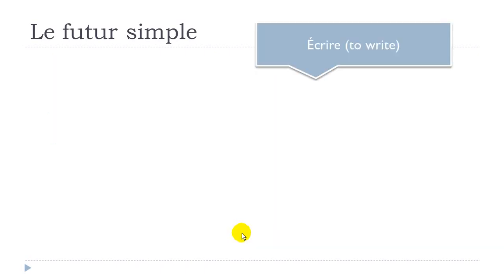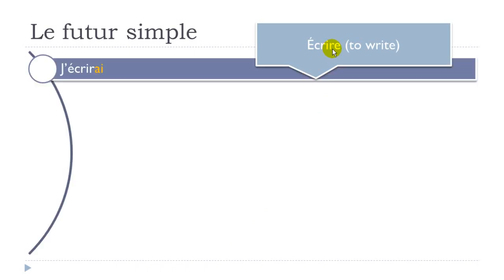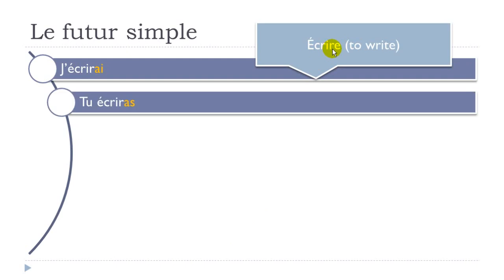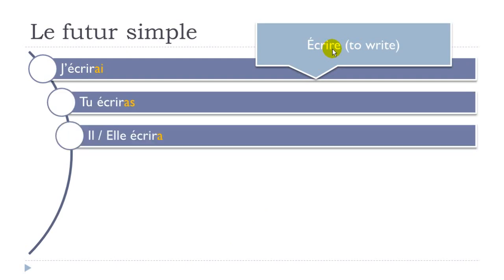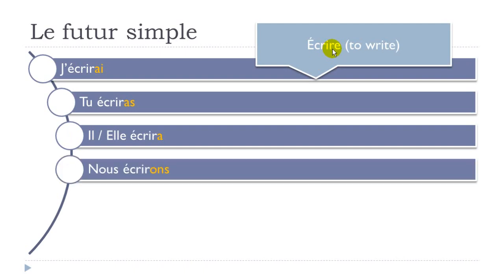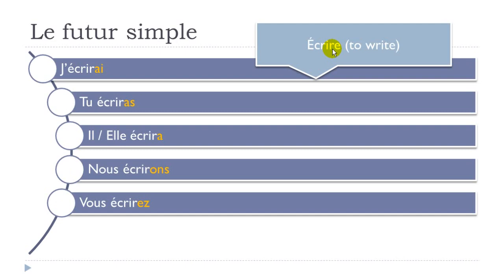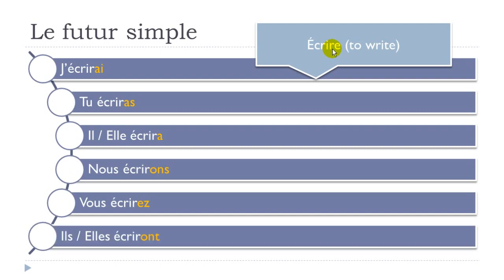Let's see now écrire, to write, third group. Remember, as we saw with lire, we took away the final e and kept only the first part, and then we add the endings. So, j'écrirai, tu écriras, il écrira, elle écrira, nous écrirons, vous écrirez, ils écriront, elles écriront. It's not that difficult. As I said, you take away the e, and after that e, a, a, on, e, on.